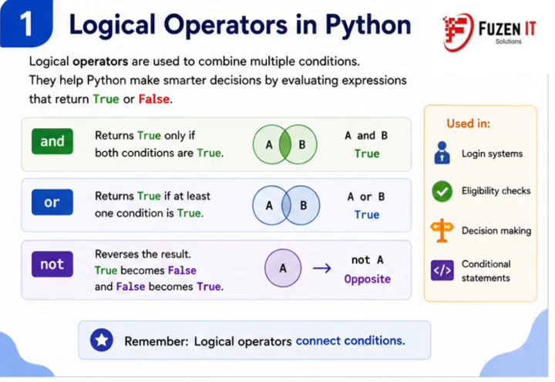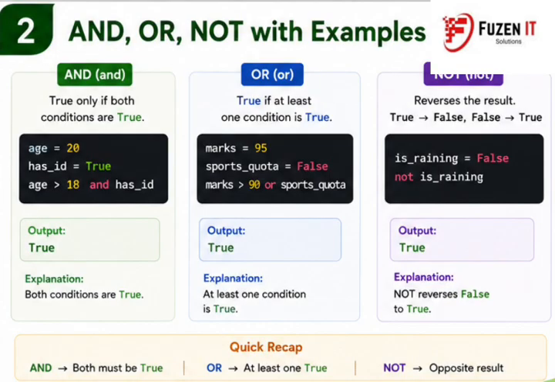If age is greater than 18 and has ID card, true only if both are correct. If not raining, true when it's not raining. Logical operators are mainly used in login systems, eligibility checks, decision making, and conditional statements. Slide 2 explains about and, or, not with examples.